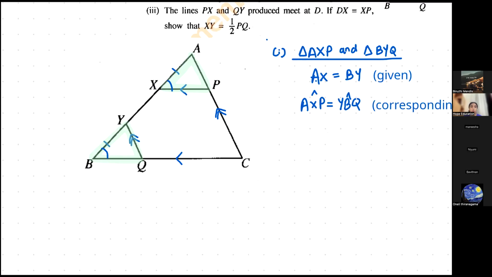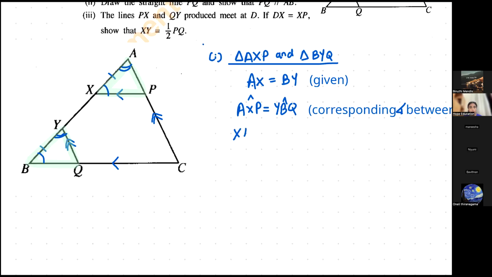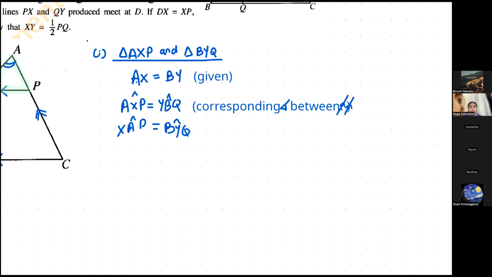Also, what else can we take? We know that this and these are parallel lines. So they make an F shape, and we get this angle and this angle. Those are also equal. So this angle and this angle, which are XAP and BYQ. Again, the reason is corresponding angles between parallel lines.